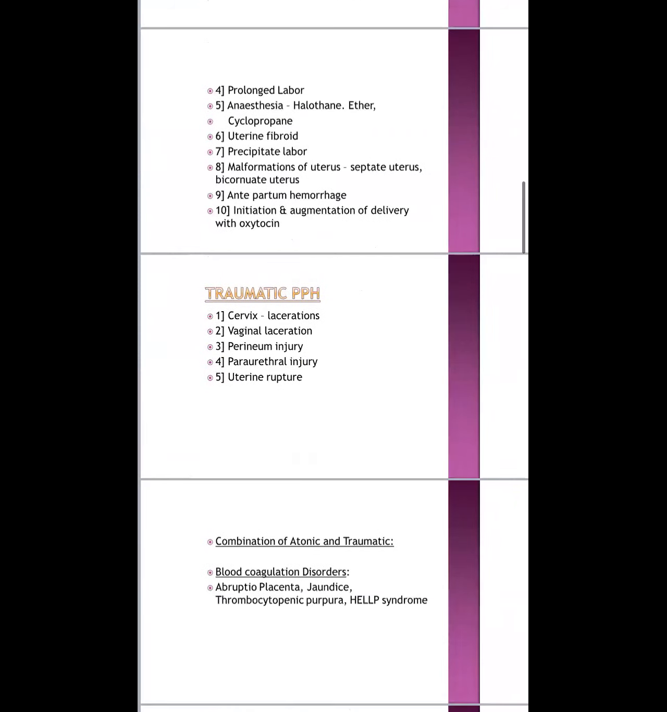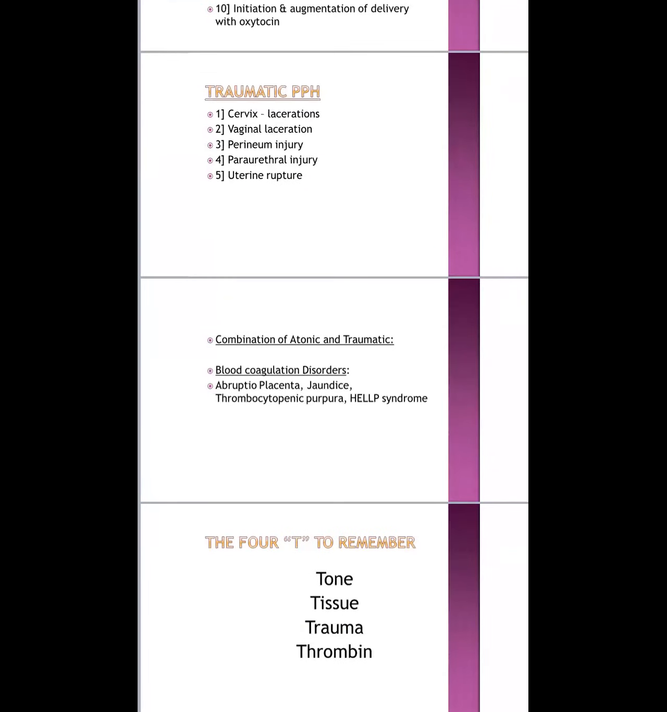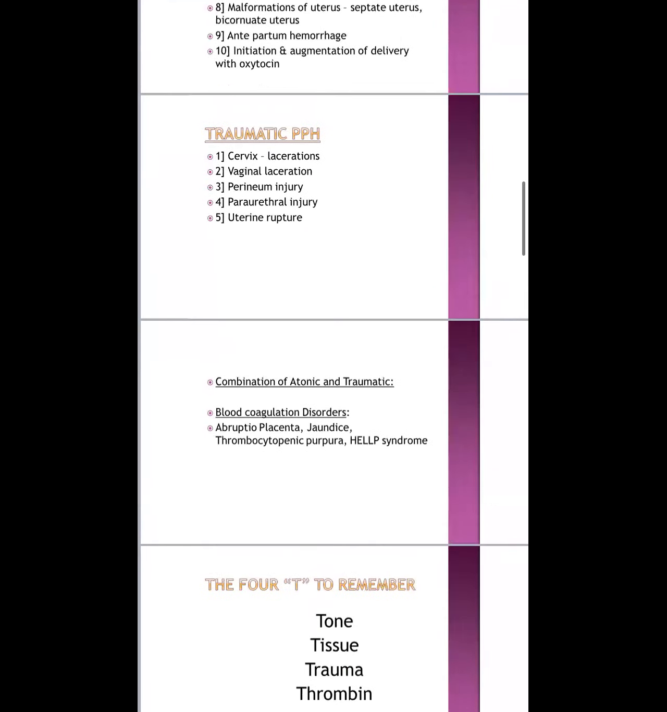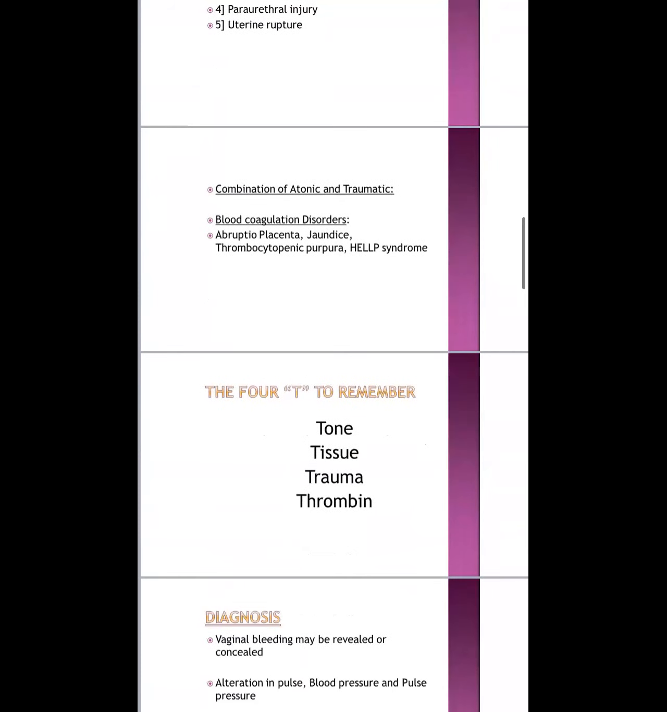The next factor which contributes to postpartum hemorrhage is trauma. Trauma can be due to the lower genital tract, like cervical and vaginal lacerations, or any perineal injuries, paraurethral injuries, or uterine perforation. The next cause can be a combination of atonic and traumatic. The next is blood coagulation disorders: abruptio placenta, jaundice, thrombocytopenic purpura, and HELLP syndrome.